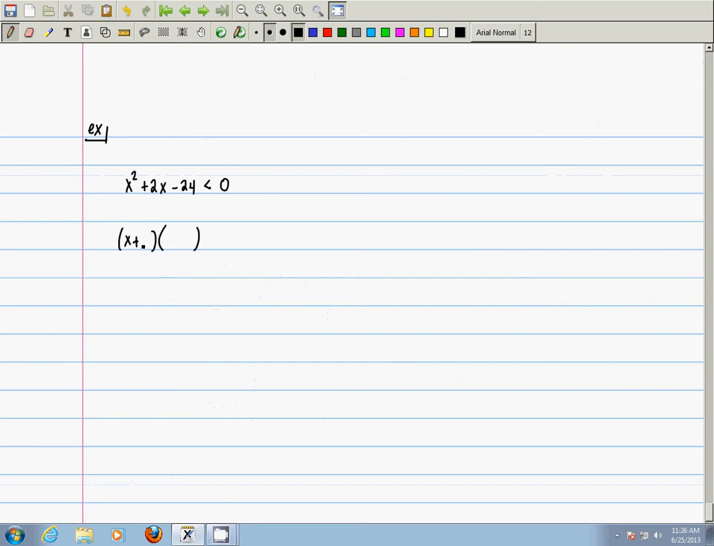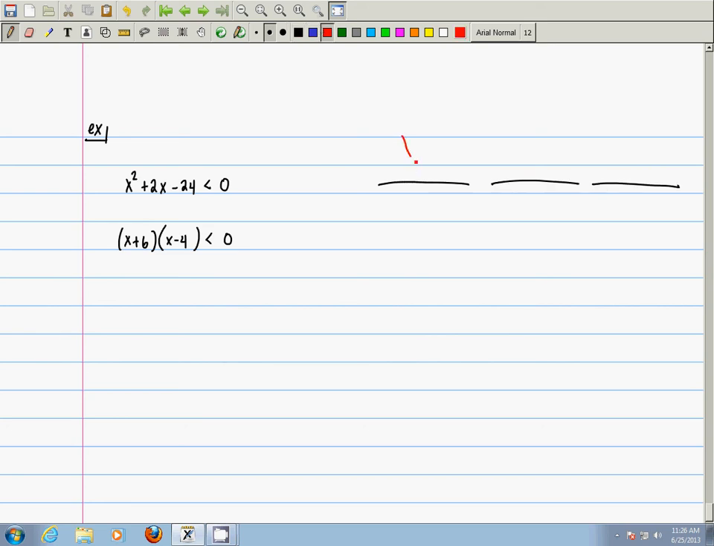Yes, x plus 6 and what? X minus 4. Good. Okay, so then again, in your head you should be thinking, this is a quadratic inequality. This quadratic opens up or down? Up. And I want to know where it's negative.